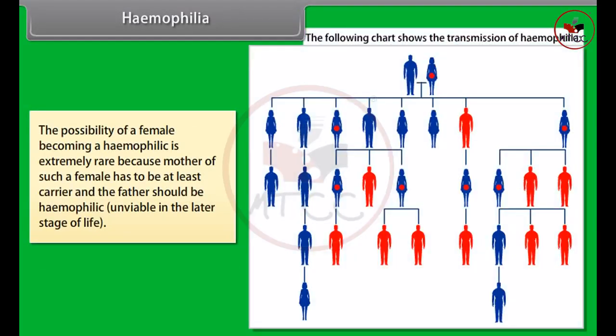The possibility of a female becoming hemophilic is extremely rare because the mother of such a female has to be at least a carrier and the father should be hemophilic, who is unviable in the later stage of life.